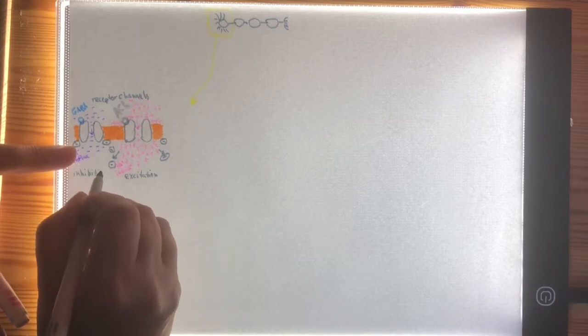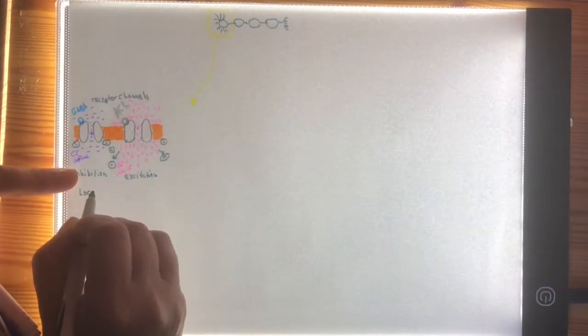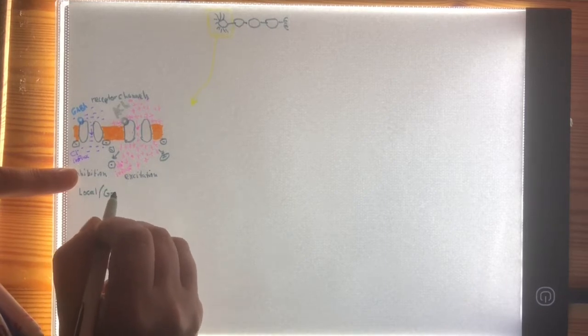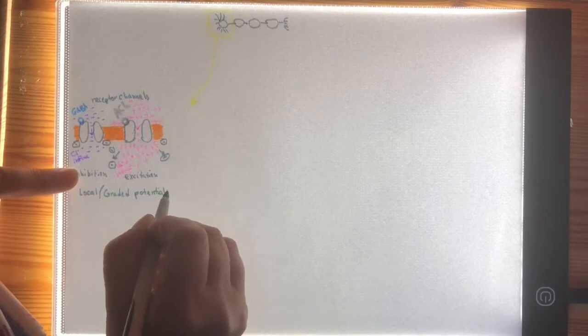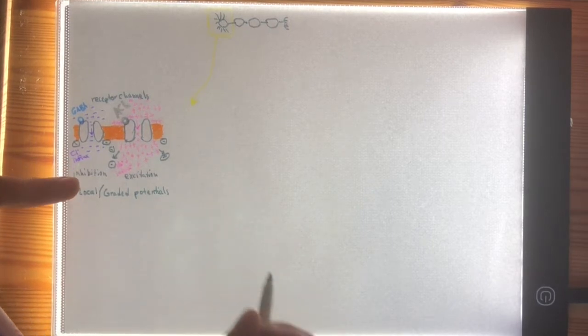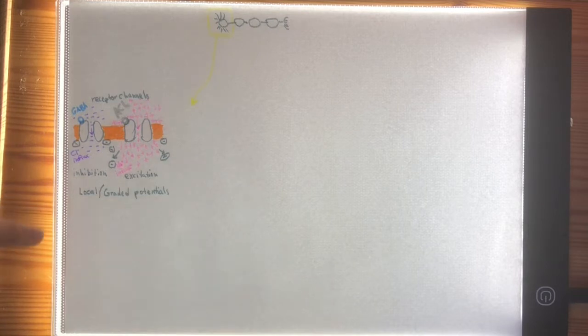When we have positively charged ions, such as sodium ions, entering into the cell, it's called excitation. When we have negatively charged ions, such as chloride ions, influxing into the cell, it's called inhibition. Now, both of these are examples of local potentials, also called graded potentials. Local potentials or graded potentials only occur along the dendrites, soma, and along the axon hillock. They do not occur down the length of the axon. The axon experiences an action potential, which is all or none, a very dramatic situation.